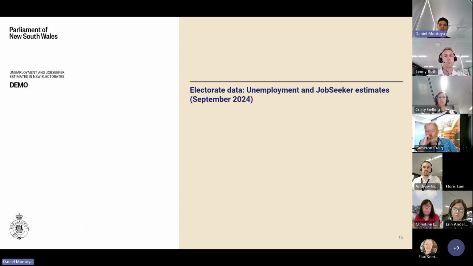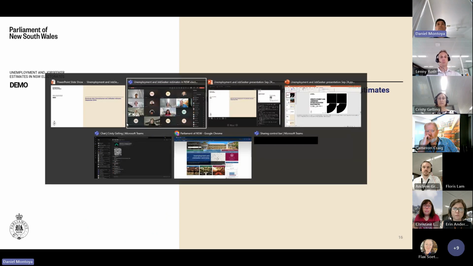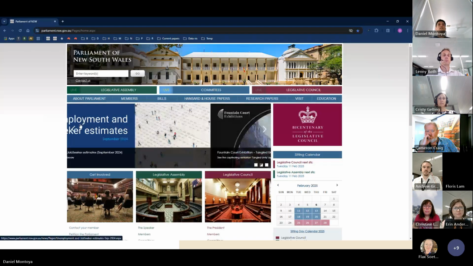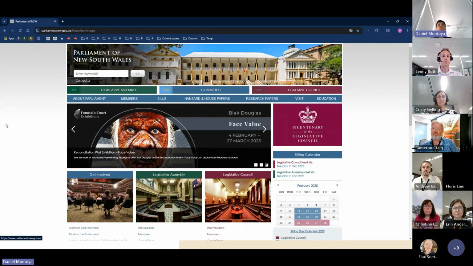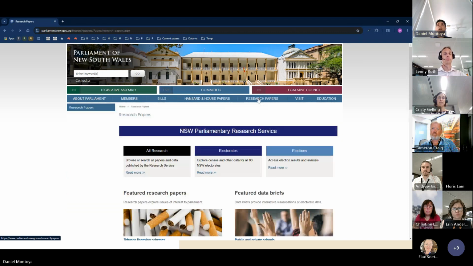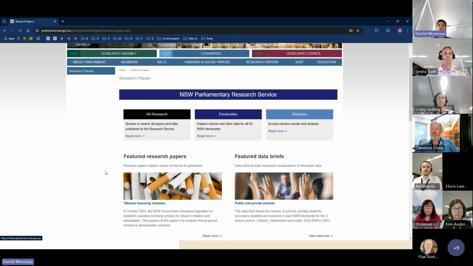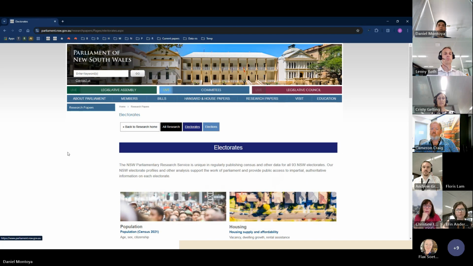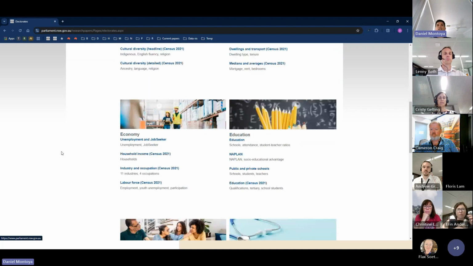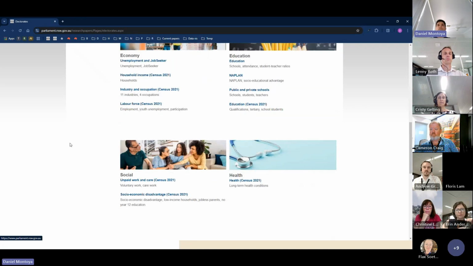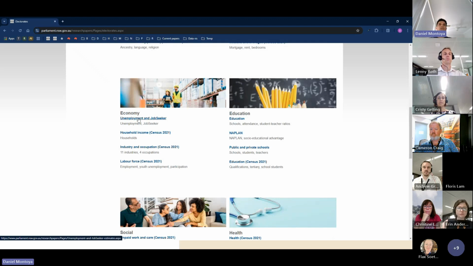I'm now going to show you how to find this data brief and all our electorate data. Okay, hopefully you can see the website now. So from the Parliament's website, if you click on research papers, it takes you to a spot where you can find all of our research papers and data briefs under the All Research heading. To find the electorate data, we go to electorates, and we have grouped the data by topic. So we've got population, housing, economy, education, social, and health. And under economy, we have unemployment and JobSeeker.